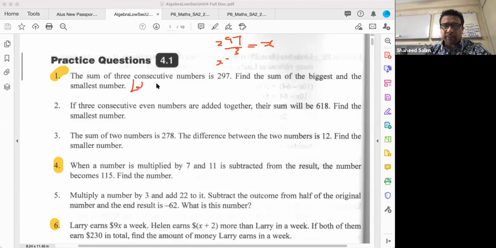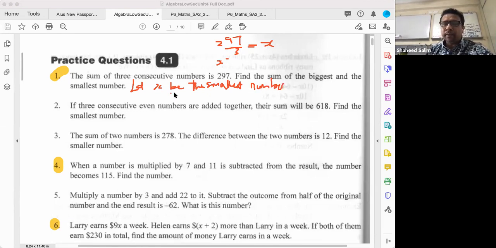And let x be... there are 3 numbers, right? Consecutive means let's say 7, 8, 9. So let x be the smallest number. So you write smallest number here. So the next number will be what? The next, let's say 8. The next number is 9, right? So you have to plus 1.